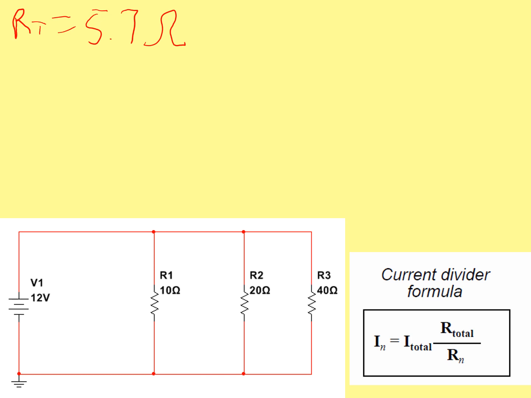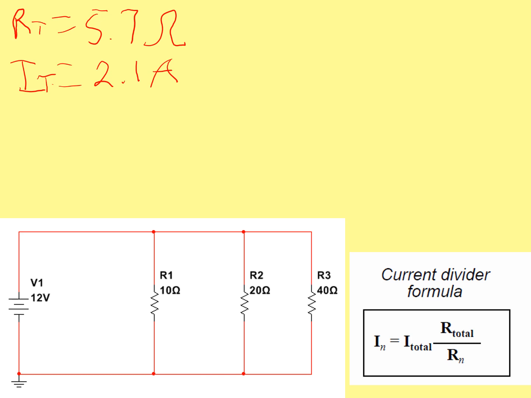So for I total, I can't show all this work because I won't have enough space to do it and do the current divider formula. So just trust me that your I total equals 2.1 amps. And we came to that by dividing your V total, which is 12, by 5.7 ohms, and you come up with 2.1 amps.